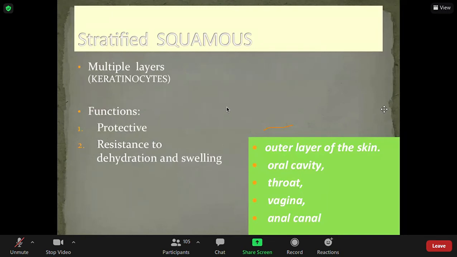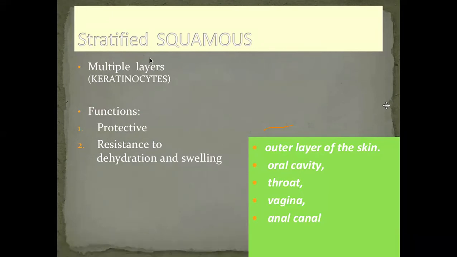The stratified squamous, as I have said, is made up of two or more layers. In the skin, the cells are called keratinocytes. As I mentioned, the function is more on protection and resistance to dehydration and swelling. So where can you find stratified squamous? In the outer layer of the skin, the oral cavity, the lining of your throat, the lining of the vagina, as well as the lining of your anal canal.